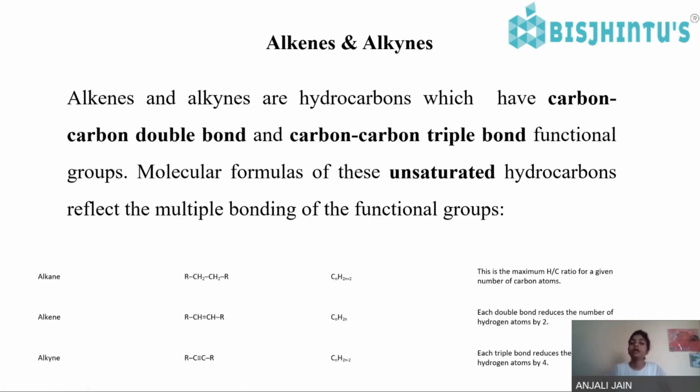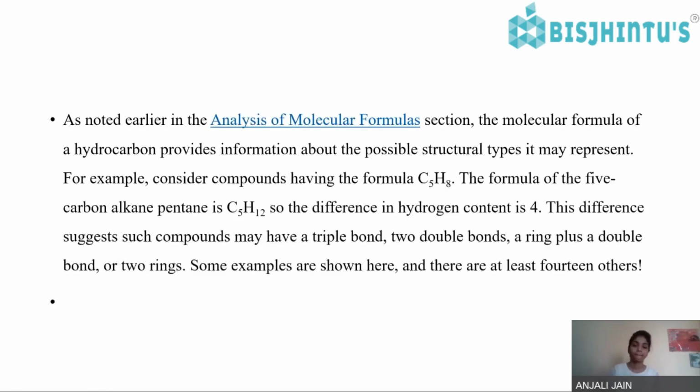So the molecular formula of these unsaturated hydrocarbons. I know that alkenes and alkynes are the unsaturated hydrocarbons which reflect the multiple bonding and functional groups. So each double bond reduces the hydrogens by 2. Each triple bond reduces the number of hydrogens by 4. So as noted earlier in the analysis of molecular formula section, the molecular formula of a hydrocarbon provides information about the possible structural type it may represent.